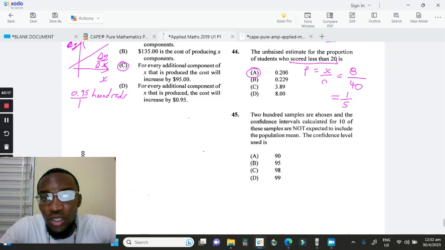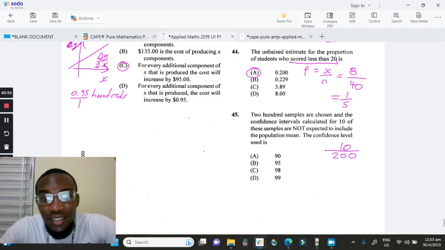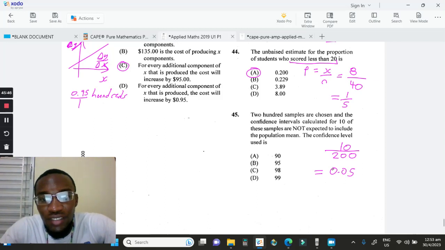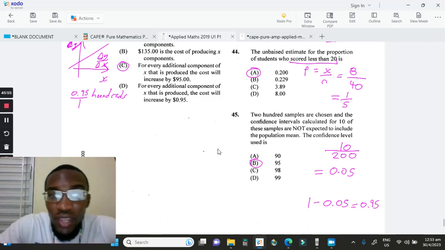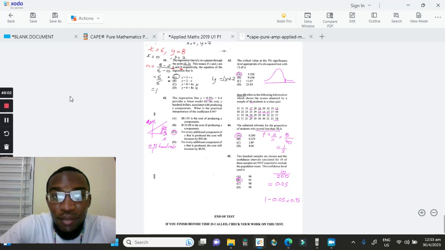Then finally, it says 200 samples are chosen, and the confidence interval calculated for 10 of those samples are not expected to include the population mean. So 200 samples, and 10 are expected to not be within that. 10 divided by 200 is 0.05. So if 0.05 is not in it, 1 minus 0.05 is 0.95. So it's a 95% confidence interval. Very easy. And that completes the Applied Math 2019 paper.